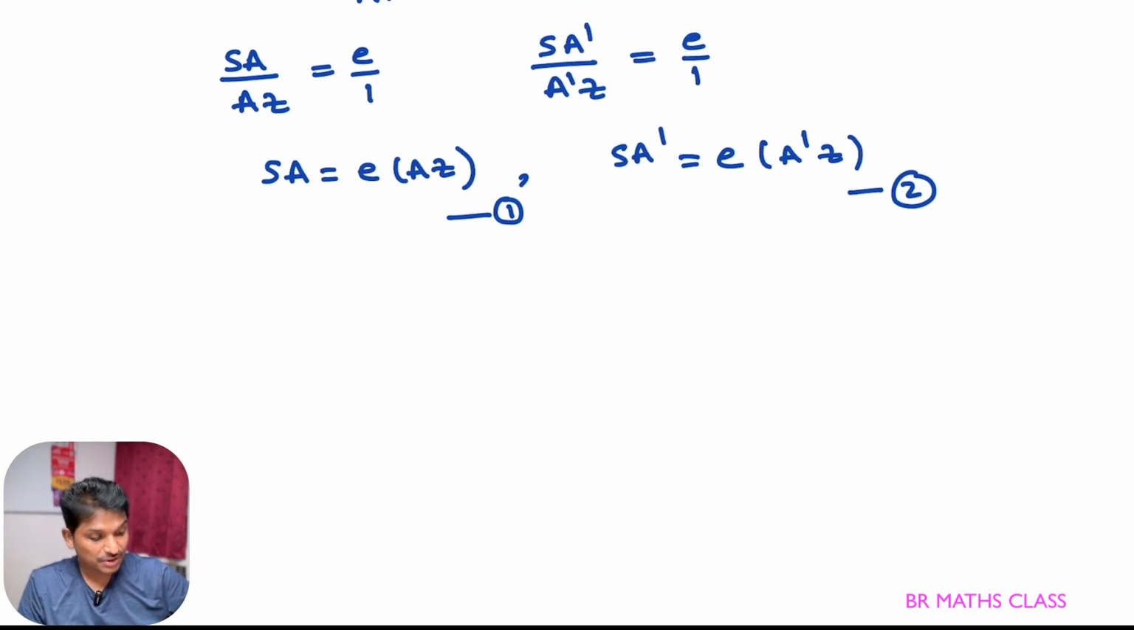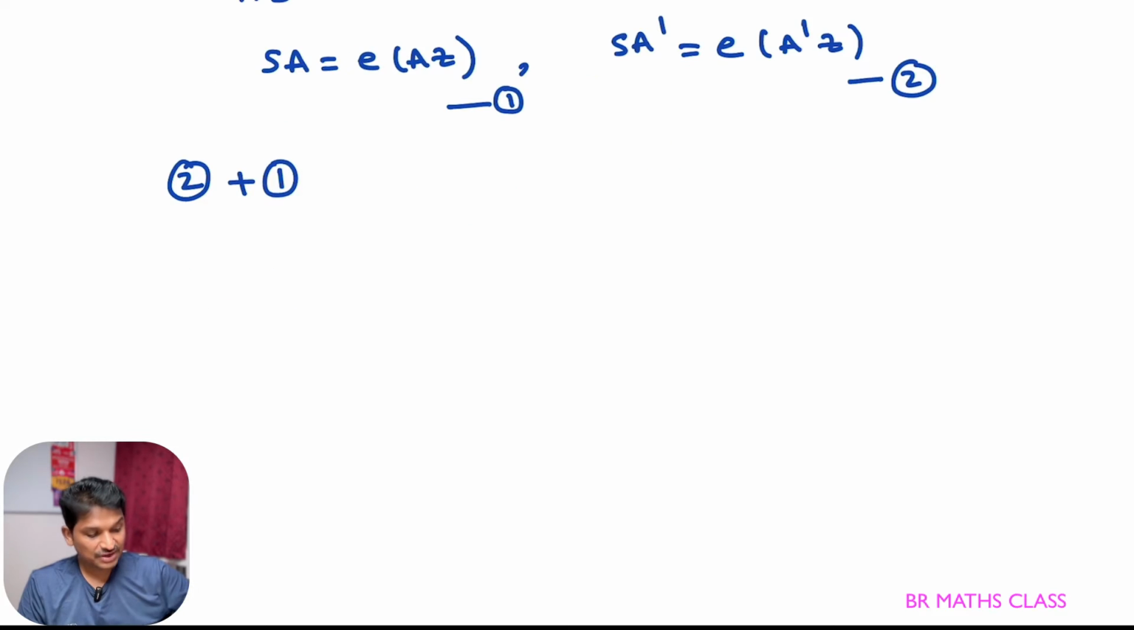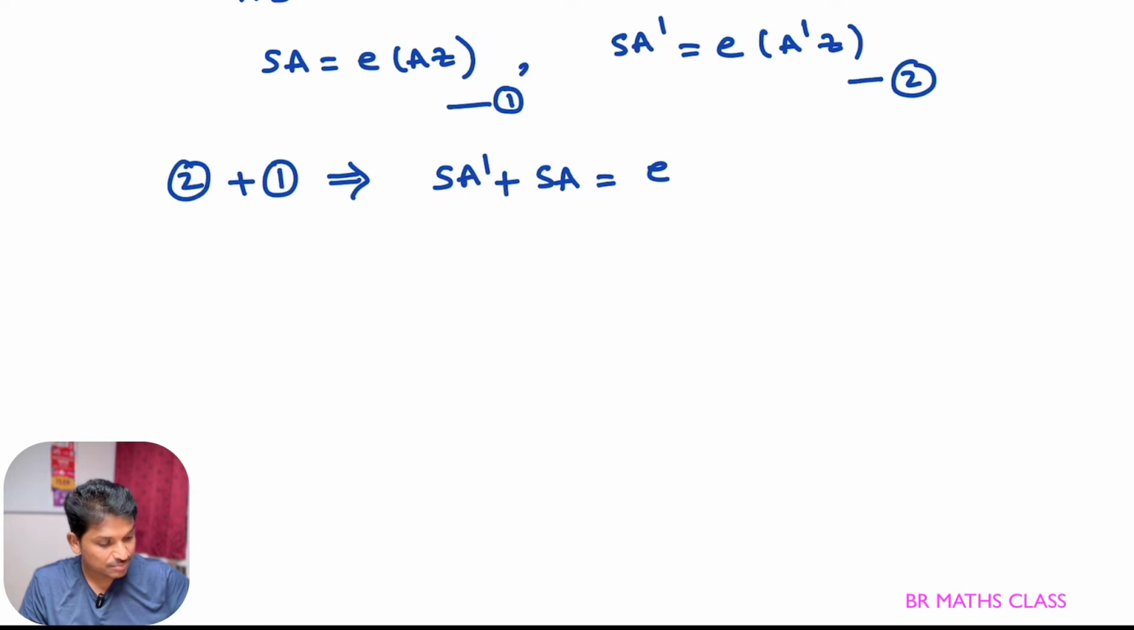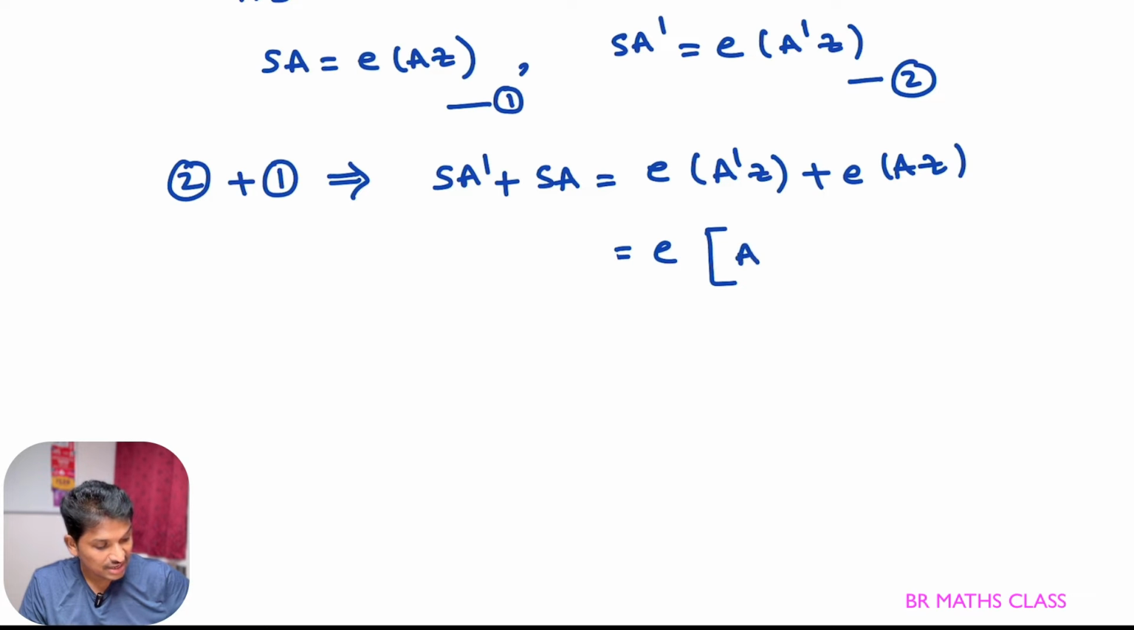Now, as I said, in the second part we are doing, the second part starts from here. SA divided by AZ is E by 1. Now I'll add equation 2 and equation 1. First we'll add the left hand side: SA' plus SA. Now add the right hand side: E into A'Z plus E into AZ. Take E common, you will get A'Z plus AZ.